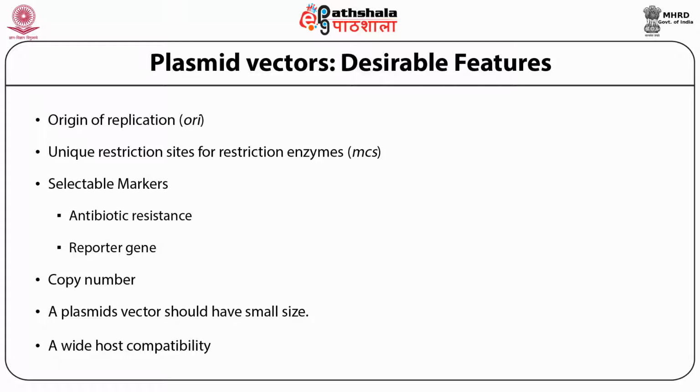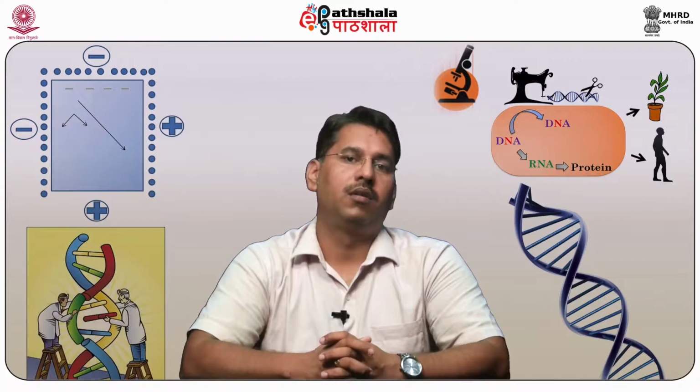Relaxed control of replication to obtain multiple copies. Presence of appropriate regulatory elements for expression of foreign genes. The selection of a suitable vector system depends mainly on the size limit of insert DNA and the type of host intended for cloning or expression of foreign DNA.